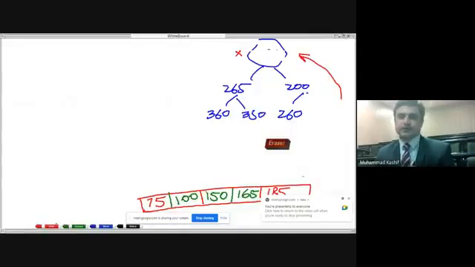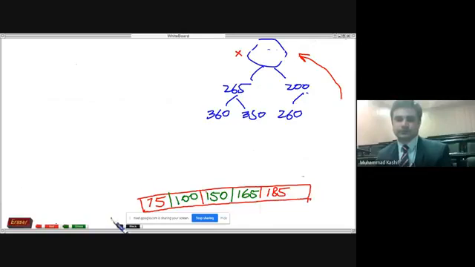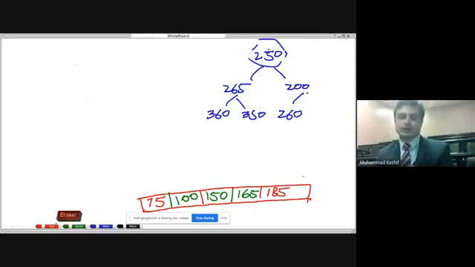So now you can see 250 becomes a root node, right? 250 becomes the root node. Now again we will check whether it is satisfying the property of a min heap or not, and obviously not, because 250 is not smaller than 200.